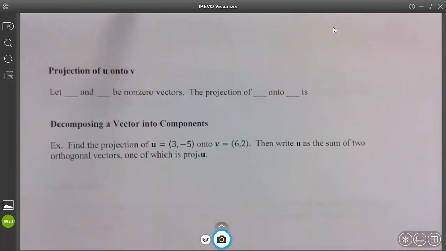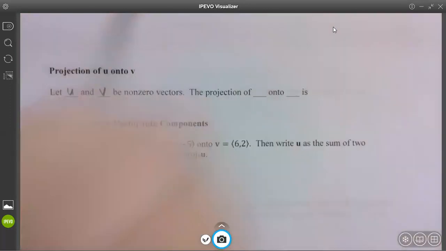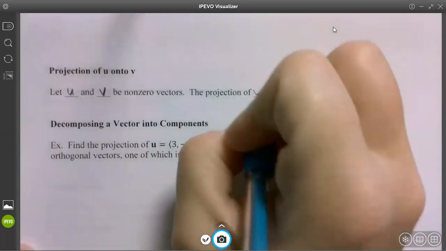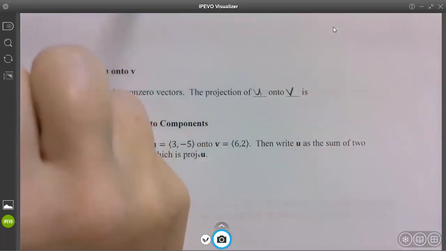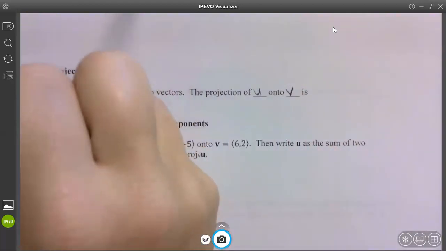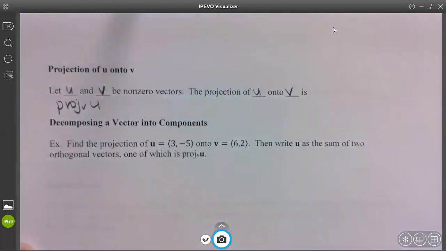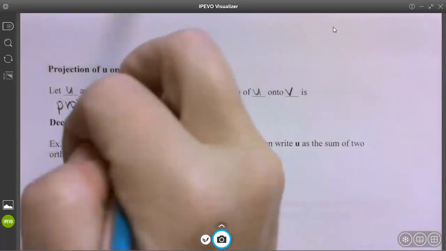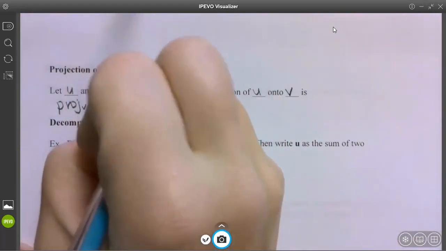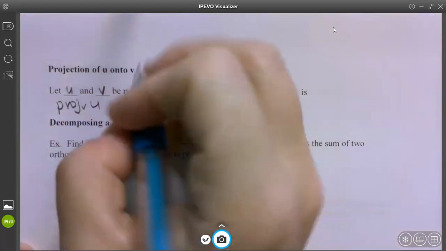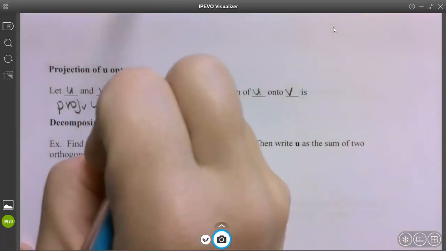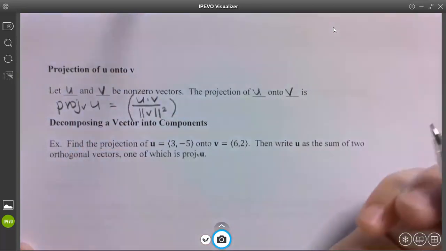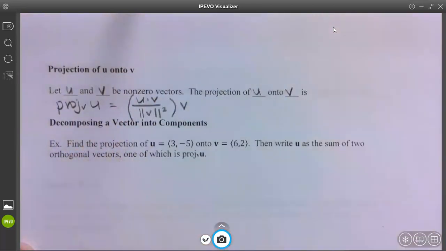The projection of U onto V: let U and V be non-zero vectors. The projection of U onto V is, so here's where they define it for you, that same formula that we just did a little bit ago. We're doing U times V, but this time we're doing it over the V magnitude squared, times V.